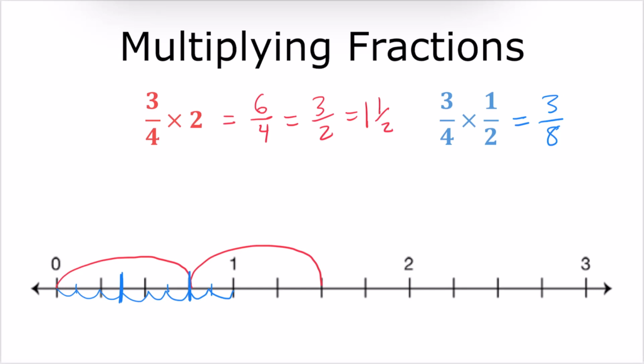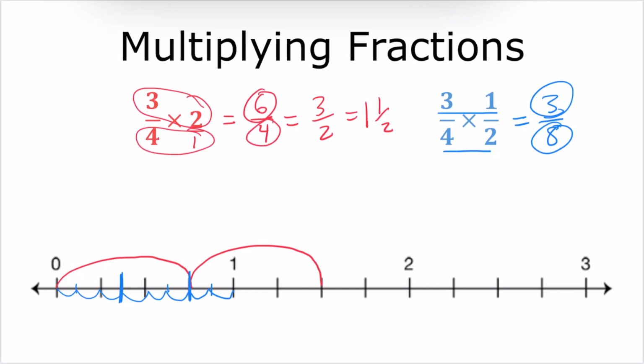And if you look at this, notice that 3 times 1 equals 3, and 4 times 2 equals 8. So when you multiply fractions, you just multiply the numbers on the top and the numbers on the bottom to get your answer. And that's true even if you're multiplying by a whole number, because we could think about the number 2 as being the fraction 2/1, and 3 times 2 equals 6, and 4 times 1 equals 4. So in a lot of ways, multiplying fractions is even easier than adding fractions because you don't have to worry about finding common denominators. So let's talk about why you don't need common denominators.